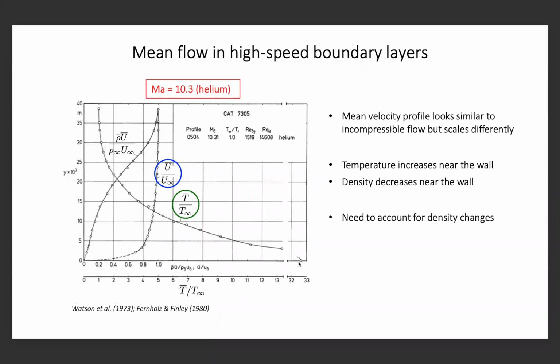And since the pressure is relatively constant across the boundary layer, this means that the density is also changing by the same amount. So there are enormous changes of density across this boundary layer. And we certainly need to account for those density changes in some way. They may have important dynamic effects. Let's see.